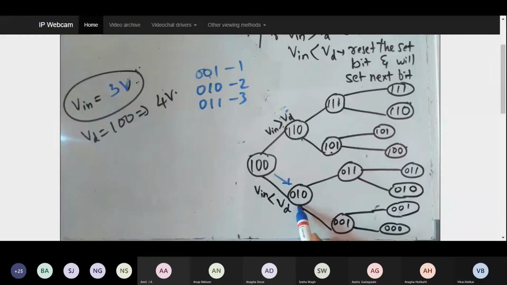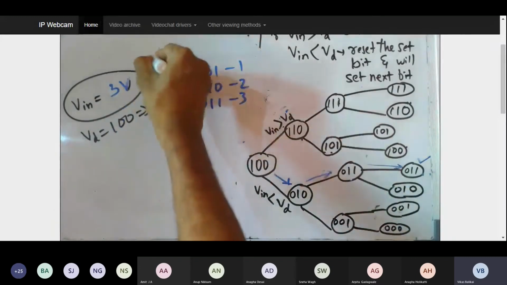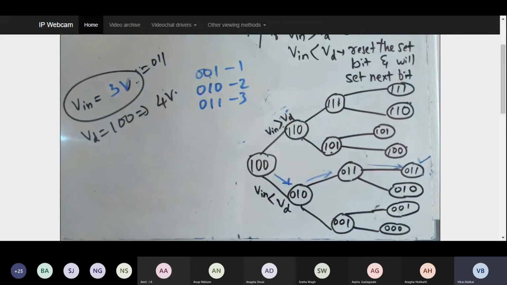Vin is greater than VD. Now this is my VD, so my path will travel over here. Now what is the condition? It has reached 0, 1, 1. Now whether Vin is greater than VD or less than VD. This is my VD, and VD has already reached 3. So finally it will trace the path over here and come over here as the outcome. So finally I'm going to get 0, 1, 1. So for an input voltage of 3 volt, I am going to get a value of 0, 1, 1, which is my digital value for this corresponding analog value.